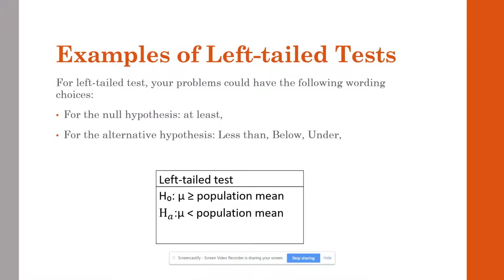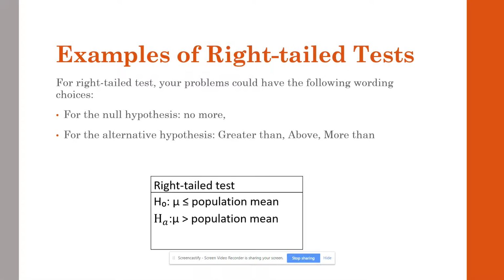So examples of left-tailed tests. You're going to have the following wording choices. For the null, it'll be like at least. What at least means is you're going to go to one value and above that. So if you look at the sign with the greater than and equal to, that's what at least means. And you could even have the wording greater than or equal to for your null. Your alternative is less than, below, under. Anything that means it's below the number but does not include the number.